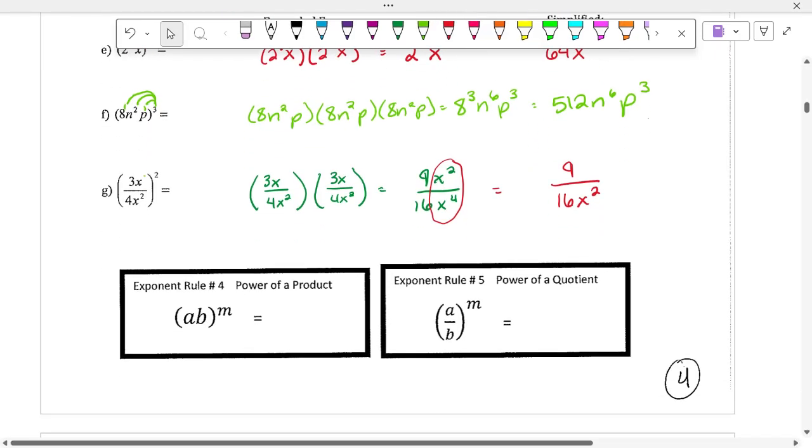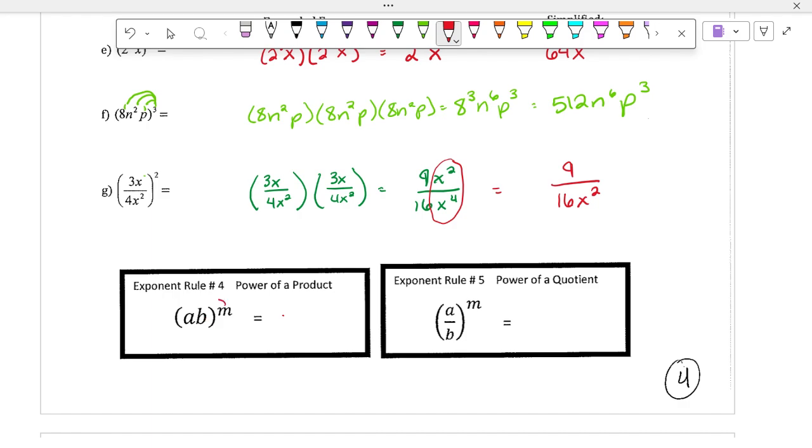So power of a product, it would be ab to the m power, multiply it to an exponent of 1. This would be a to the m times b to the m.